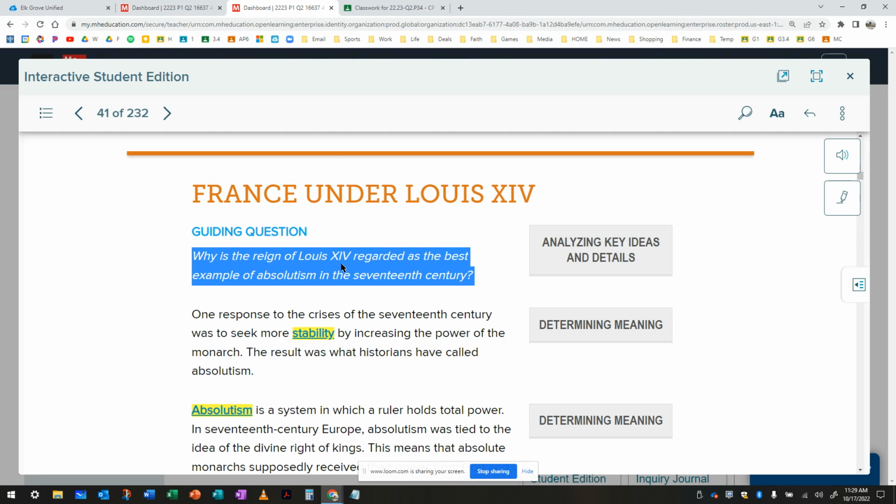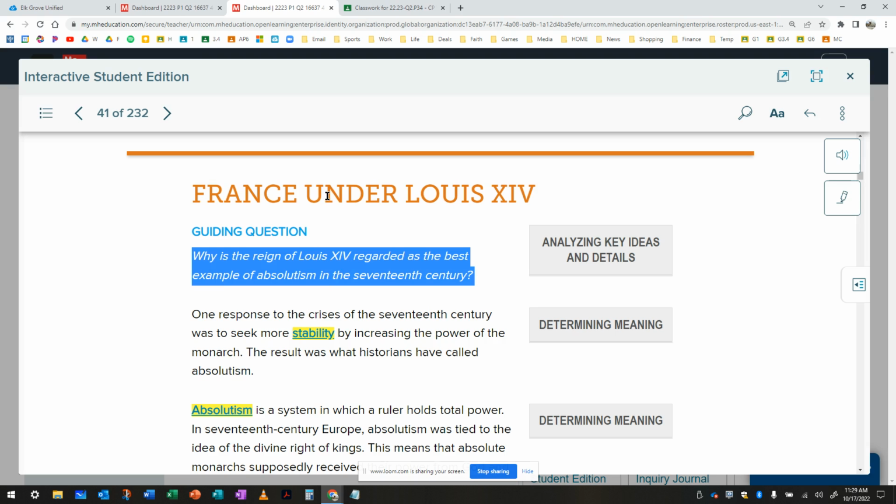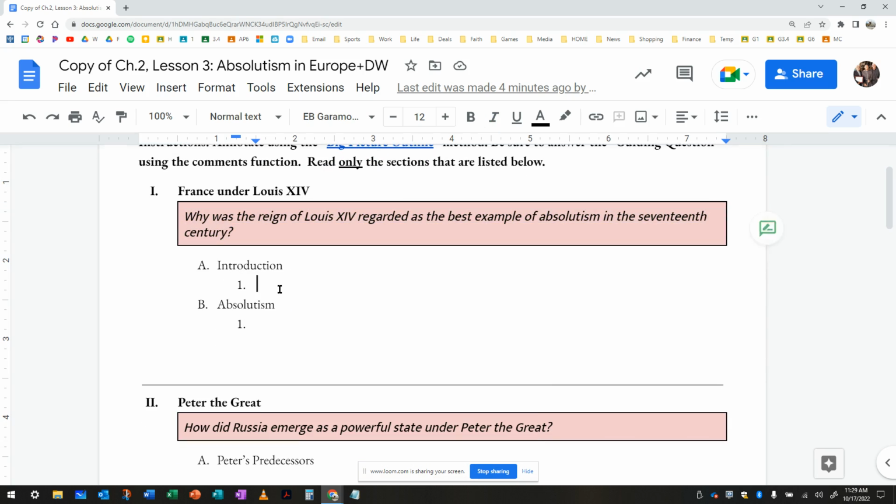So the whole point of us taking notes in this way is to be able to answer these particular questions here. And so you'll notice that this key question, essential question, is listed here as well. So the whole point of what we're doing in the big picture outline is that we want to find the big picture of each particular section. And the big picture is the answer to this question. So as you read, you're going to only write down things that relate to this question about, in this case, King Louis XIV and absolutism.